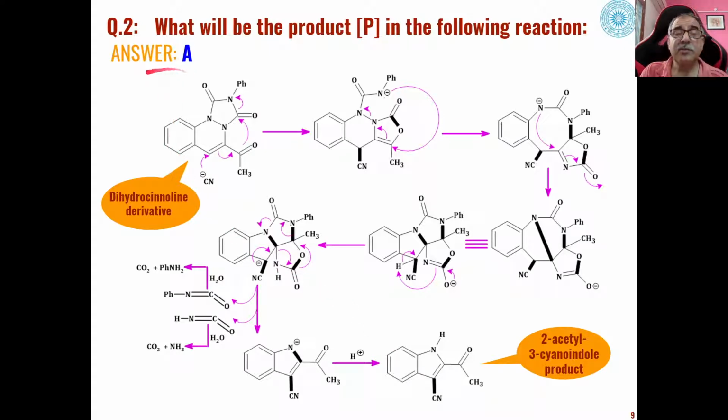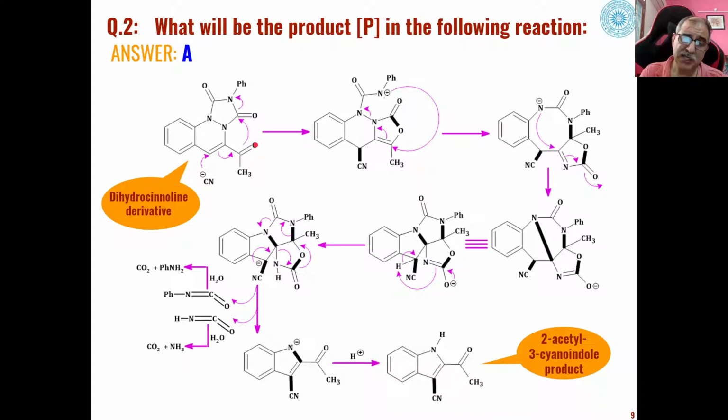Then in the second problem, the answer is A. So here, in the case of dihydrocinnoline derivatives, the cyanide ion will add to the alpha-beta unsaturated carbonyl moiety present in this dihydrocinnoline derivative. So this will add at this beta position, and this carbon-carbon bond will be shifted to this place, and this will become a carbon-oxygen single bond, and the negative charge will move on to this oxygen.